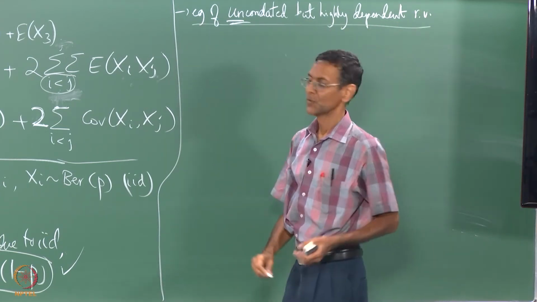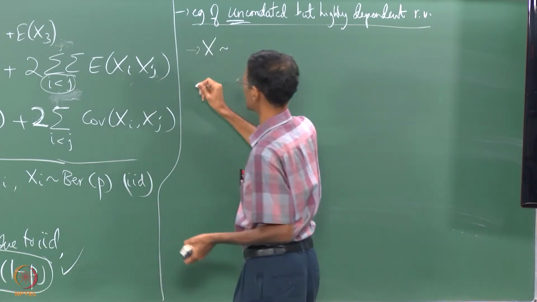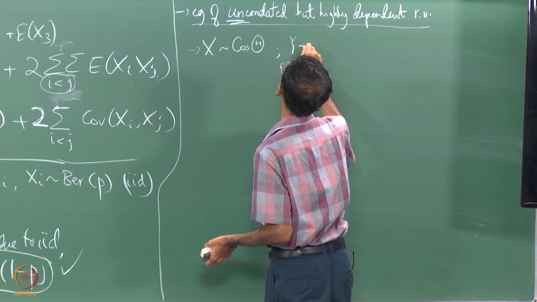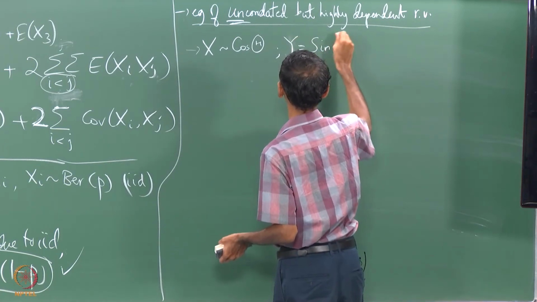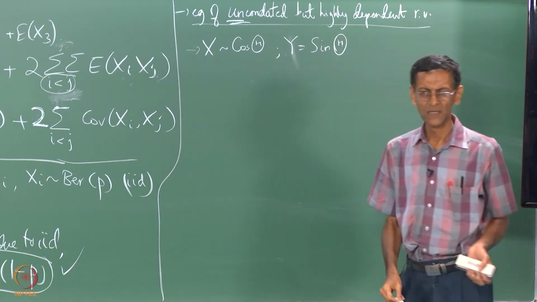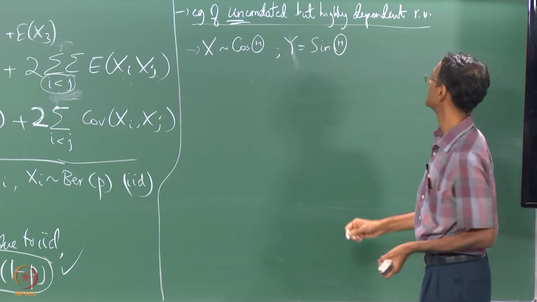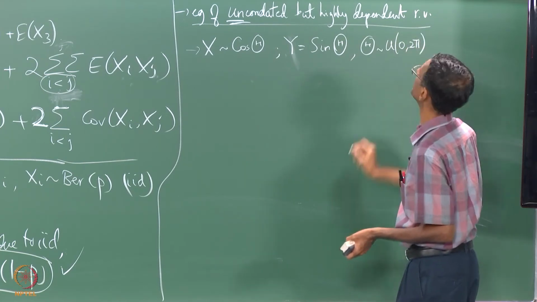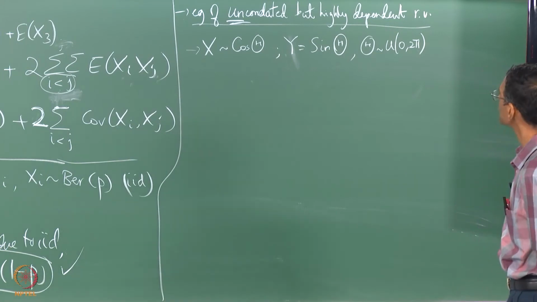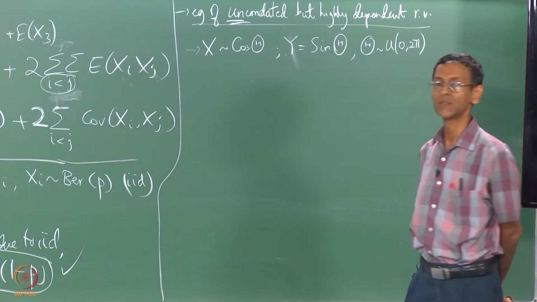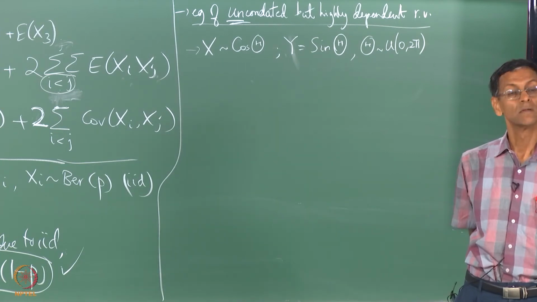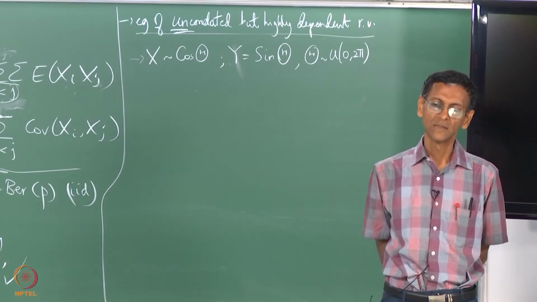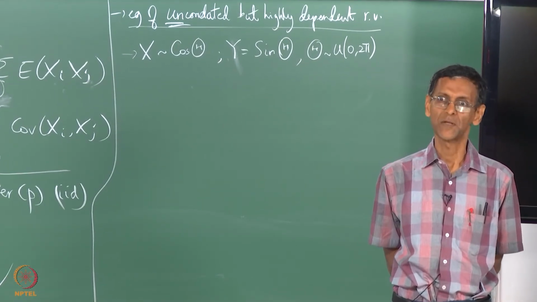What is this example? There are many possible, I am just picking one, a pair that we have already studied: the spinning pointer pair, where we are looking at the X and Y coordinates of the tip of the pointer after it comes to rest. Let us say the angle is uniform from 0 to 2 pi. We have already noted that X and Y are highly dependent simply because X squared plus Y squared is always equal to 1 with probability 1. There is no way in your wildest dreams that you can imagine X and Y to be independent in this case.